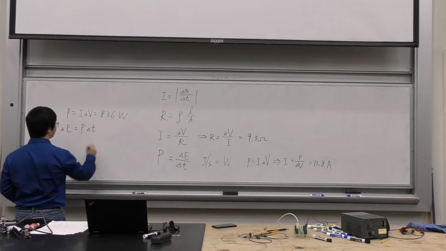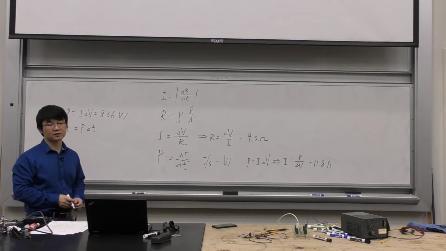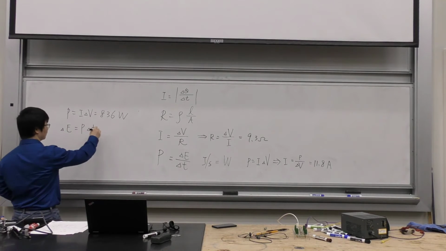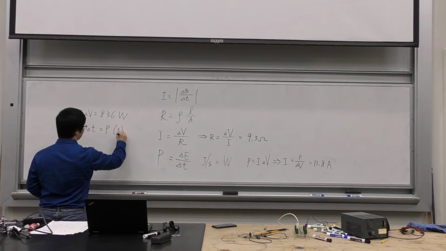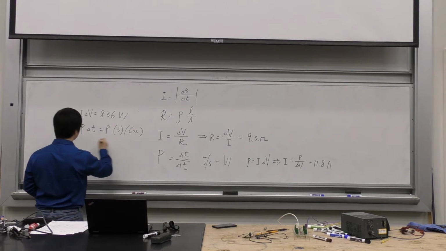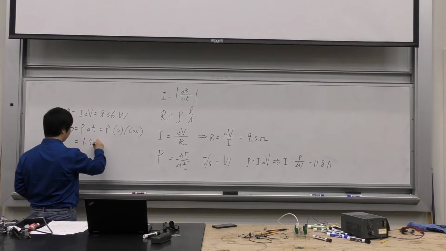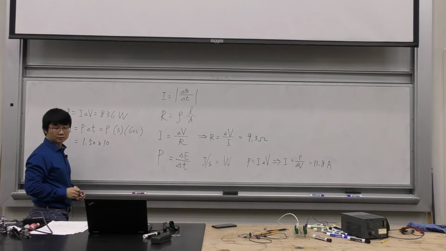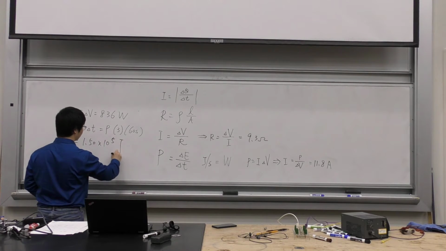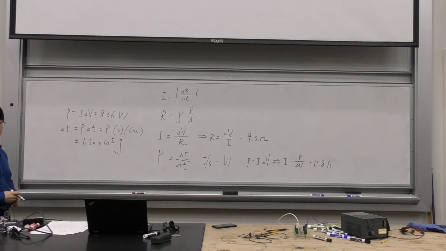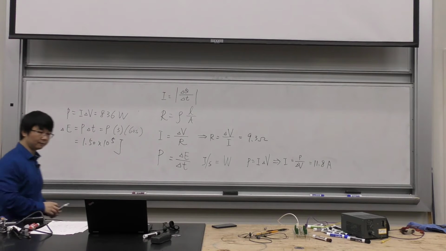Remember, convert time to seconds, right? Everything must be in SI units if you do math in physics. So this is going to be 3 times 60 seconds, right? So the energy, the heat it generates in 3 minutes, is actually a very large number in joules, okay? 1.5 times 10 to the 5th joules, okay? That's power.